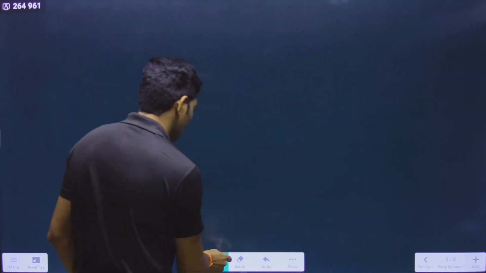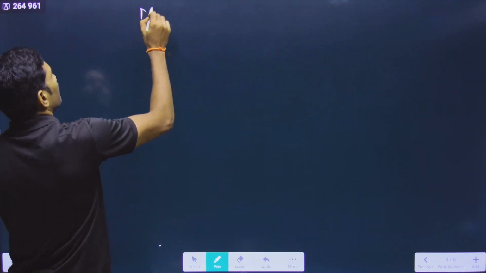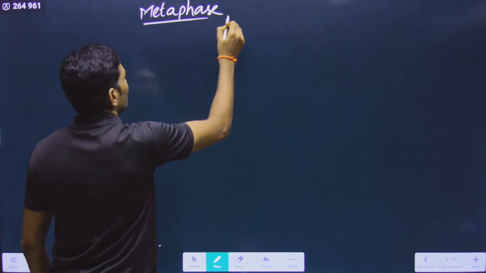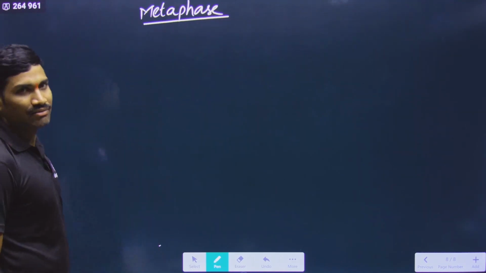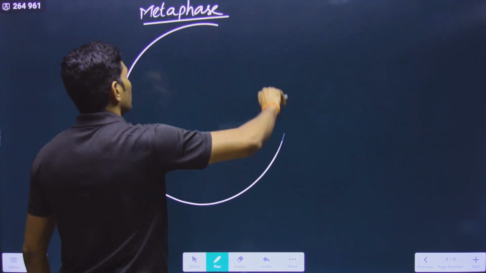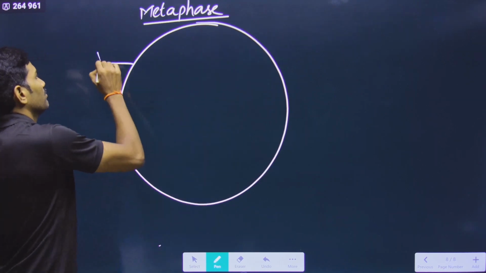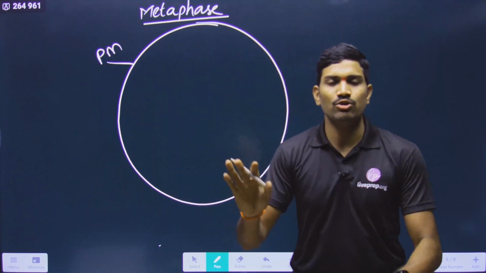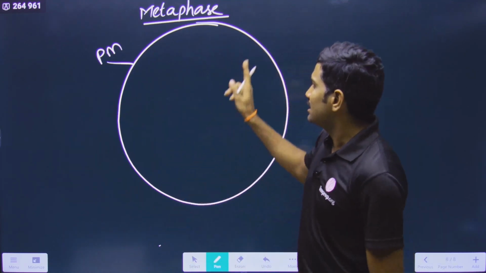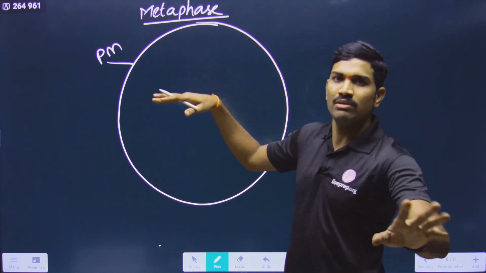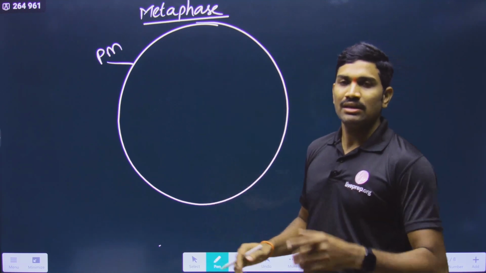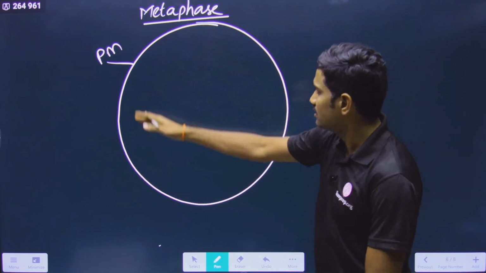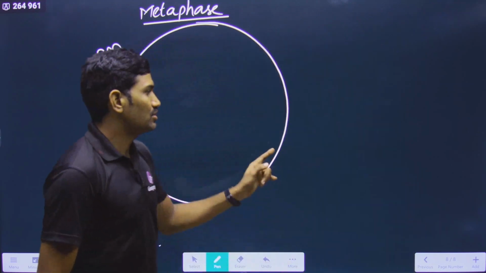Now observe the diagrams carefully. Now we are going with the metaphase, the middle. Meta means middle. So chromosomes will come to the middle. That's why it is called metaphase. Now, how do you draw the diagram? This is the plasma membrane. Will you draw a nuclear membrane here? No. At the end of prophase, the nuclear membrane disintegrated. That means the disappearance of the nuclear membrane means metaphase started. Immediately after that, metaphase will start. This is the point.